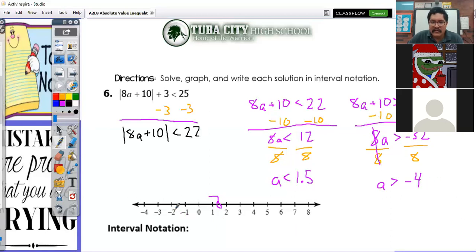And -4. So it looks like we're going to have to move it over here. Open circle because there's nowhere equal to. And a is greater. And again, it has to fall between both of these. So it has to be less than 1.5 and greater than -4.